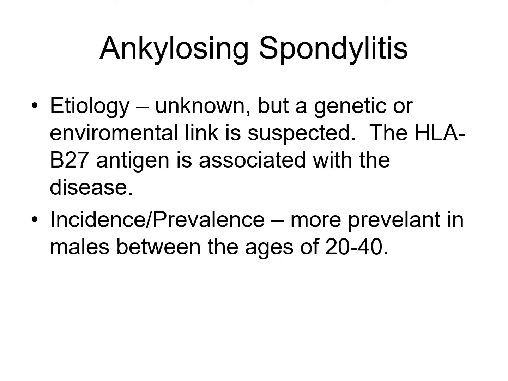The etiology or cause of ankylosing spondylitis is unknown, but a genetic or environmental link is suspected. An antigen called the HLA-B27 antigen is associated with the disease, and it's most prevalent in males between the ages of 20 and 40. So an insidious onset of thoracic and sacroiliac joint pain, maybe an increased thoracic kyphosis, symptoms in those regions without a clear mechanism should make us suspicious.